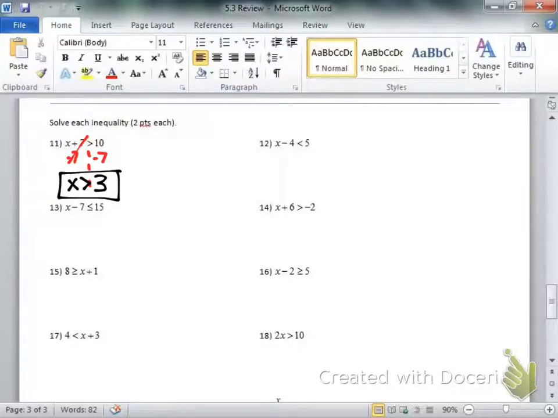All right, how should I start number 12? Add 4, very good. So I'm going to have x is less than 9, very good. 13. Yep, the opposite of subtracting 7 is adding 7, so we're going to add 7 to both sides. So x is less than or equal to 22.